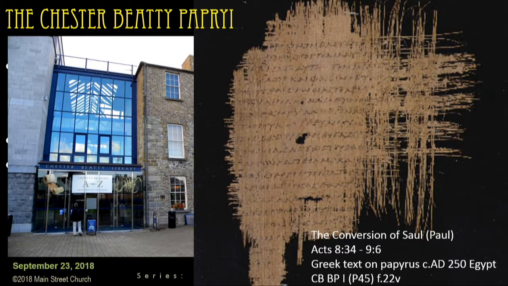Here's one of them. This has the conversion of Paul on it. So this is P45 if you're keeping track. And Lightfoot goes through a lot of the P numbers. But this is written around 250, middle of the 3rd century. And you can see the papyrus is starting to fall apart. But there's no doubt about it. This is Acts. Acts 8 and 9 are on this papyrus right here.